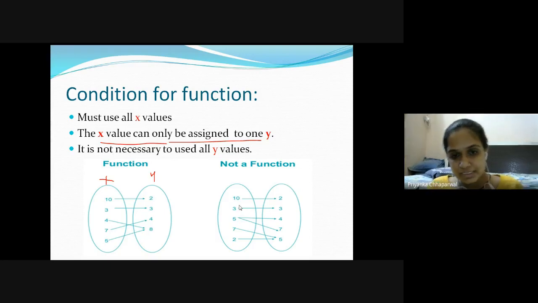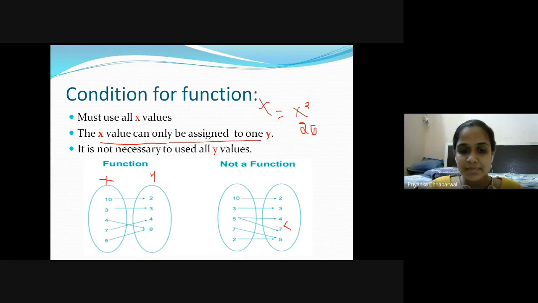In this one we have 10, 3. Here 5 has two images, 4 and 7. It is not possible in any case. Suppose I put y equals x square, and I put in 5, then 5 square is 25. So each x has a single image, a single output. But here 5 has 4 and 7. It is not possible.